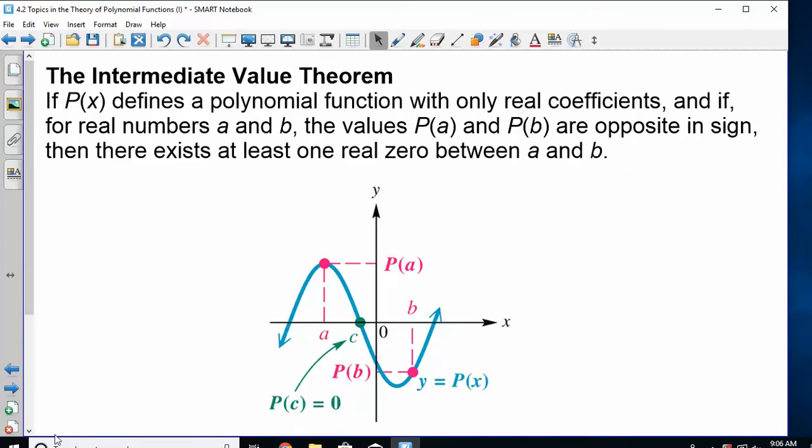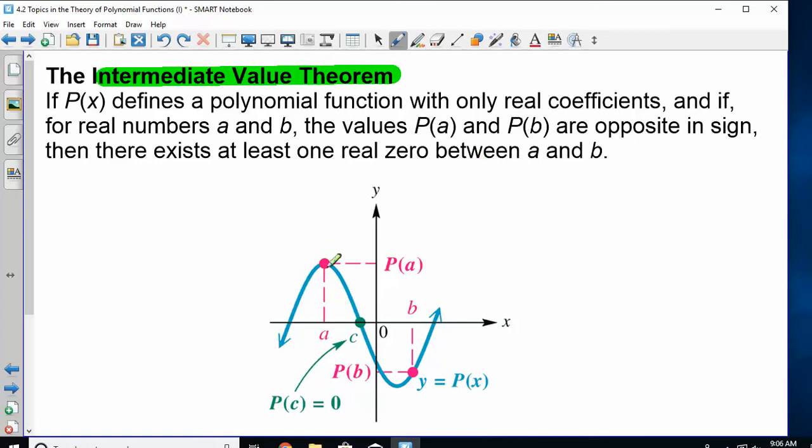So looking at today, the very first thing, you may not necessarily need to write all this down. Let's paraphrase and figure out what we need to write down here. So we have the intermediate value theorem. If you have a polynomial function, and for two numbers a and b, the values of p of a and p of b are opposite signs. So just take a second, we'll talk about it, and then we'll paraphrase what you need to write.